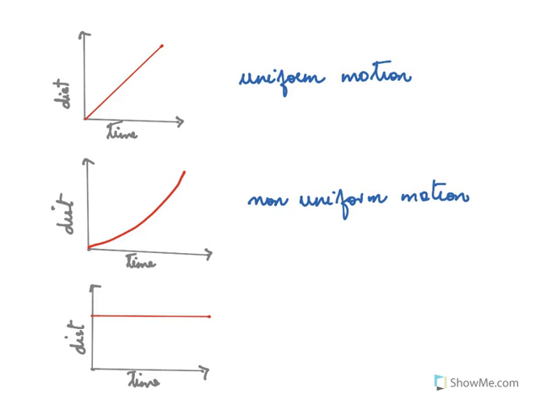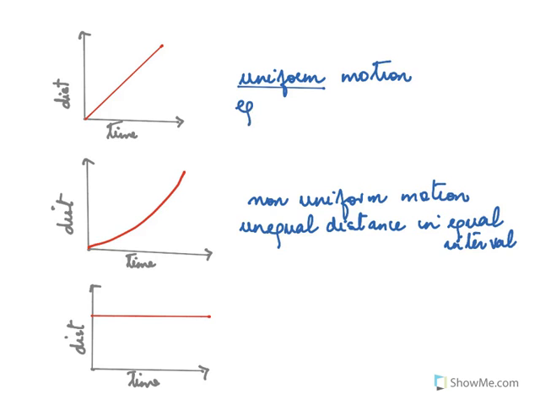And what is non-uniform motion? Unequal distance in equal intervals of time. And what is uniform motion? Equal distance in equal time. And for the last, here we see it is a straight line parallel to the x-axis. And if this is the case, we know it is a body at rest.